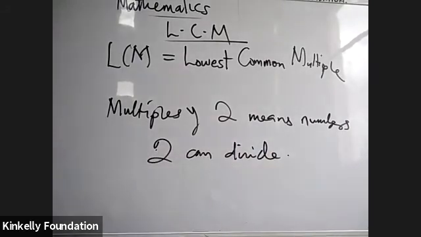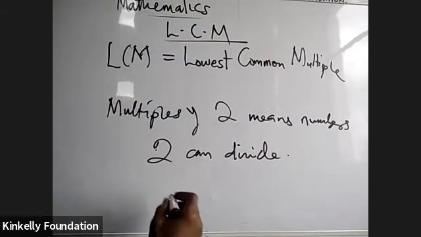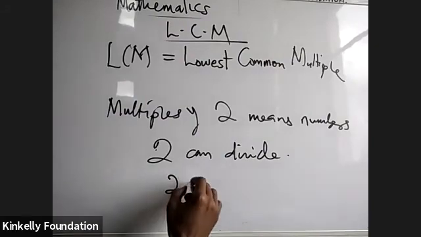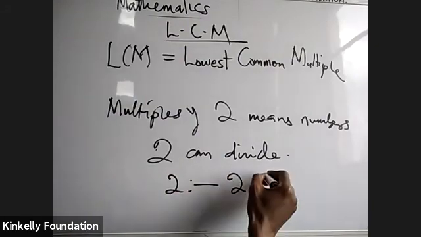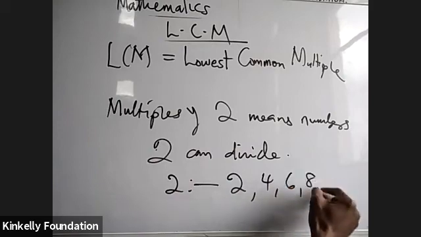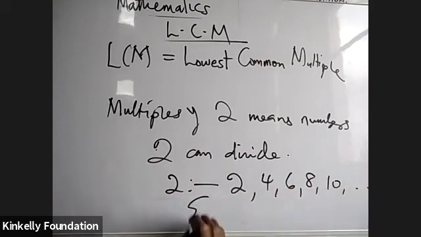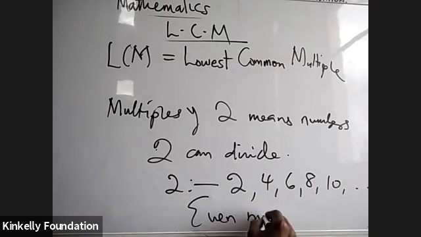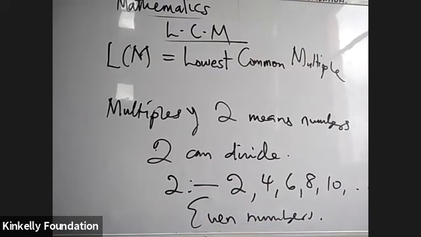So a number that can be divided subsequently by another number is the multiple of that number. For example, 2 has multiples of itself: 4, 6, 8, 10, all even numbers. All even numbers is just a set of multiples of 2.